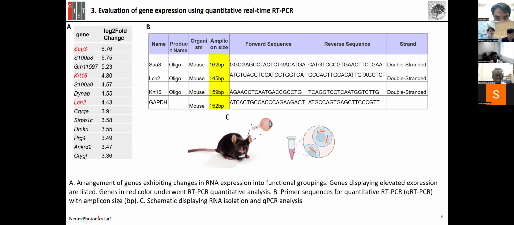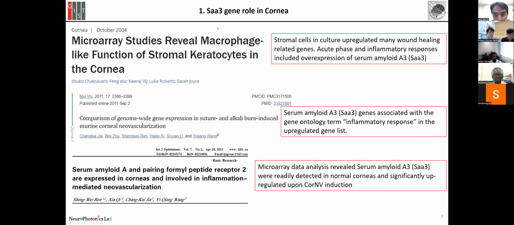We decided to go for SA3, KRT16, and LCN2 because these three are very important regarding corneal wound healing and epithelial detachment. In my H&E staining, I found detachment of the corneal epithelial layer. If we go through in detail, I prepared in a brief way what the activities of the SA3 genes are.